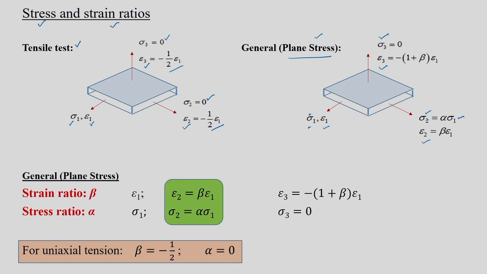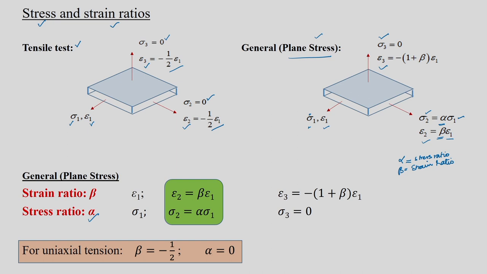So how do you get sigma 2? Sigma 2 can be related to sigma 1, if I know sigma 1, as sigma 2 equal to alpha times sigma 1, where alpha is what I am going to call the stress ratio. This definition is very important for us throughout this course. And epsilon 2, how do I get it? If I know epsilon 1, it is through beta. I am going to call this beta the strain ratio.